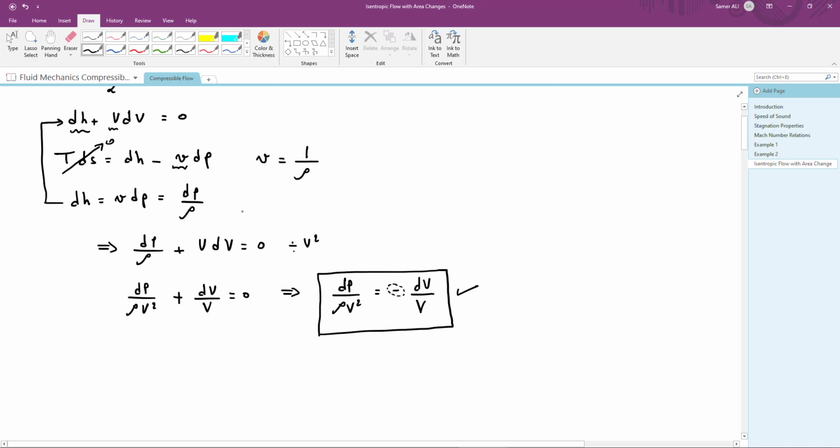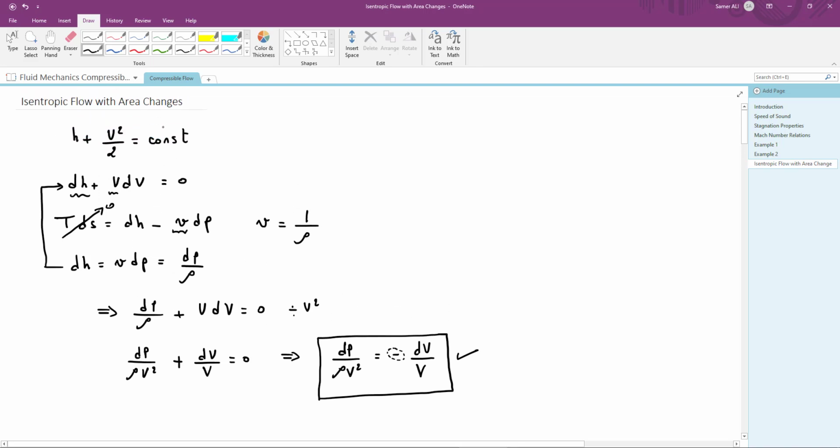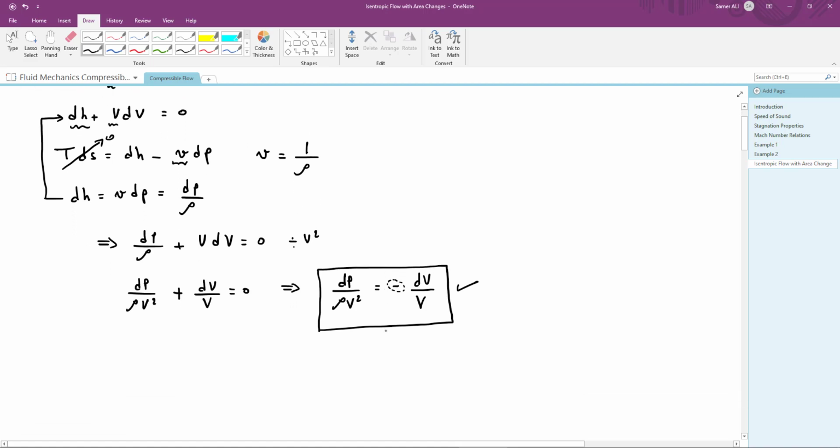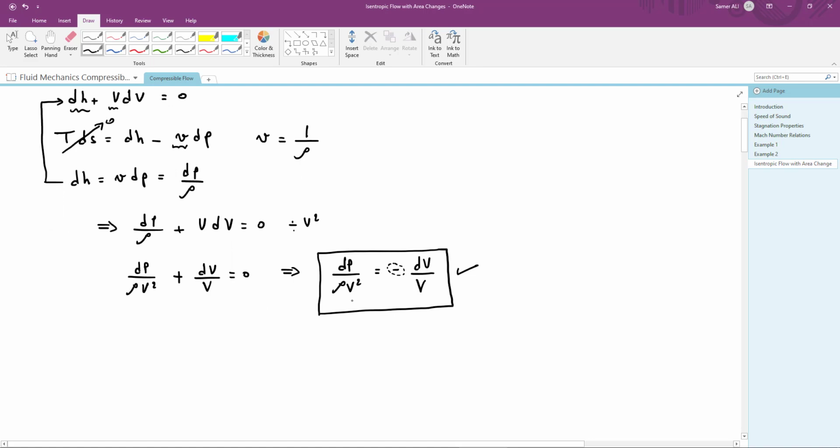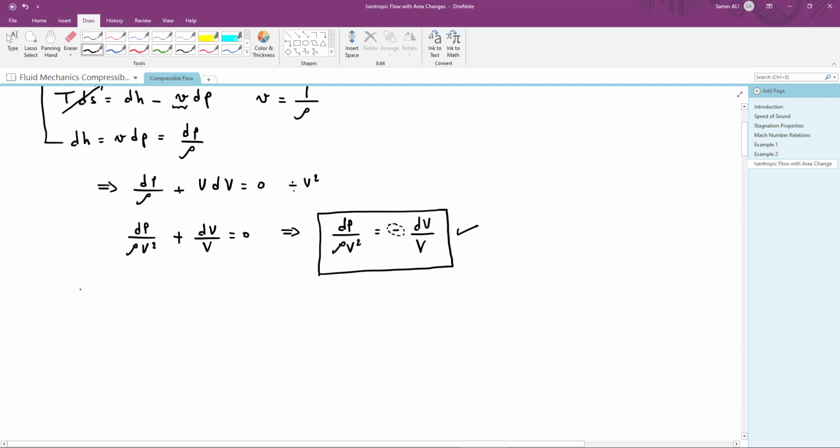And now you will say, okay, we're talking about the effect of the area change, and so far we did not see any term related to the area. Okay, so far we have seen the relationship between the velocity change and the pressure change for an isentropic flow. Now, to include this area term, we will start from the mass conservation equation.